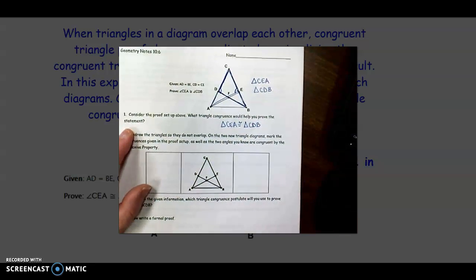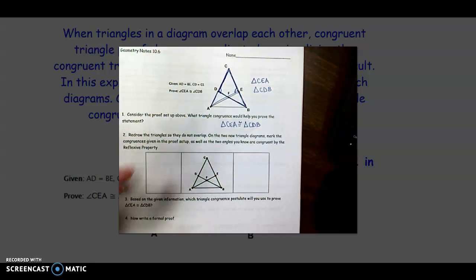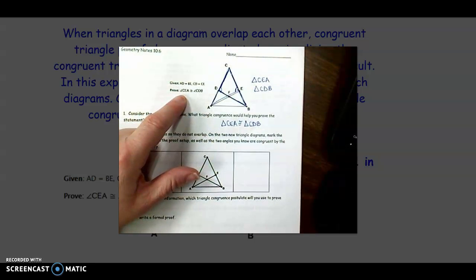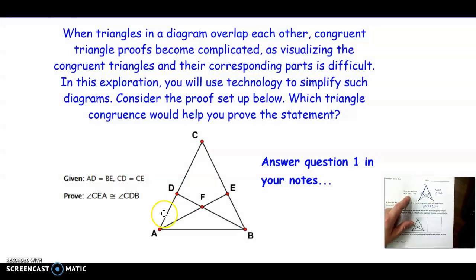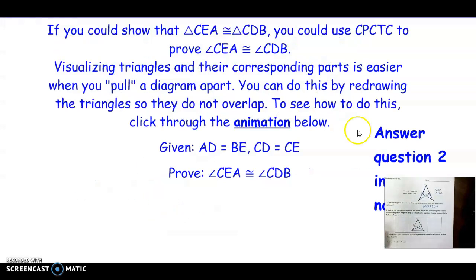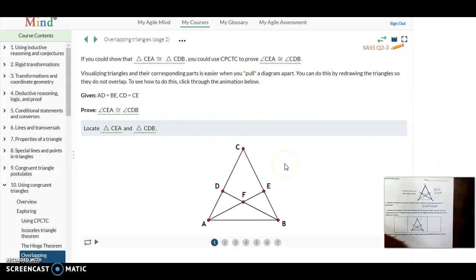Now that's not the end of the proof, that's just a tool to get to proving the angles that we want to prove are congruent. So if we can show that those two triangles, CEA and CDB, are congruent, we can then use CPCTC to prove that the angles we're wanting to prove are congruent. So visualizing these triangles and their corresponding parts is easier when we kind of pull the diagram apart. So we can see this better in this animation here.